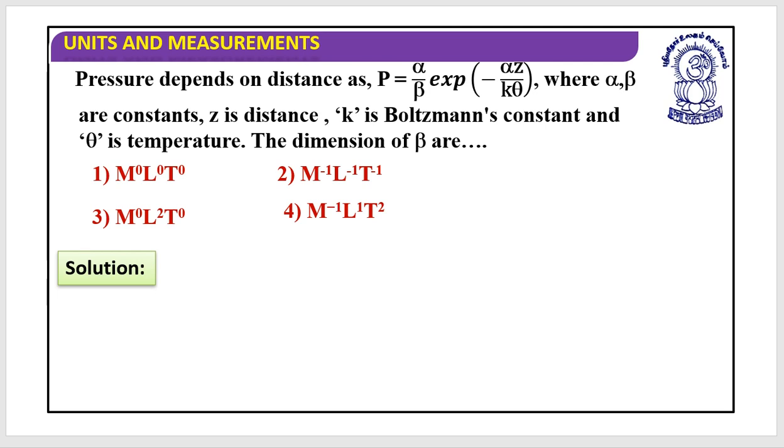What they have given is pressure. Pressure depends on this much, where alpha and beta are constants, z is the distance, k is the Boltzmann constant, and theta is the temperature. They want the dimensions of beta. Now calculate by yourself. You have 1 minute of time. Just try it and go through this.